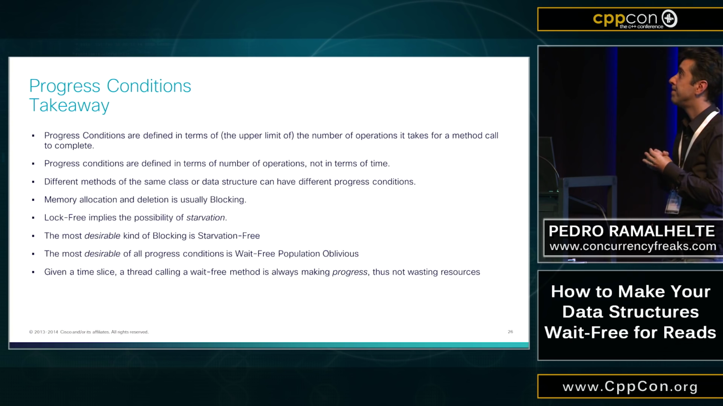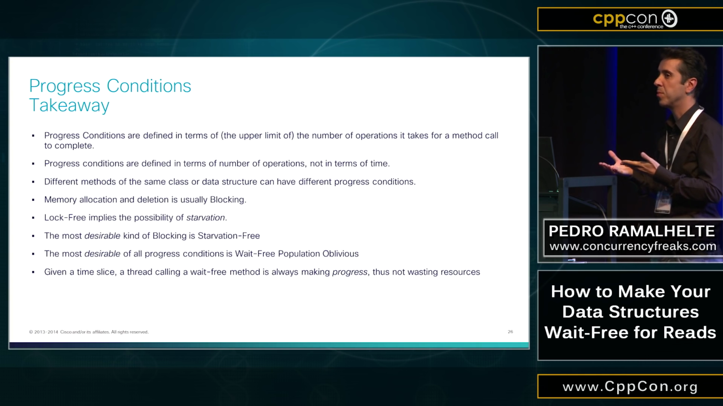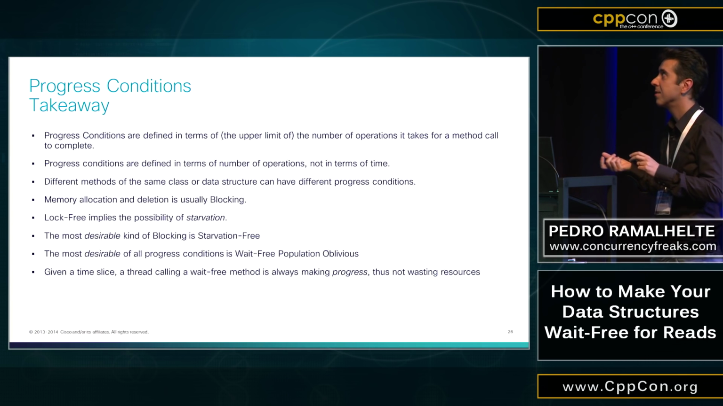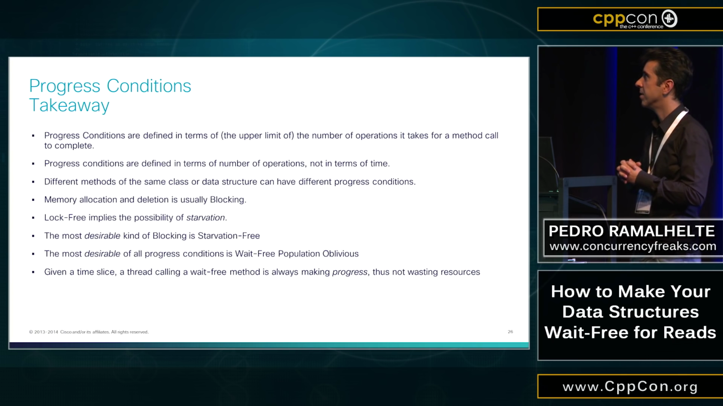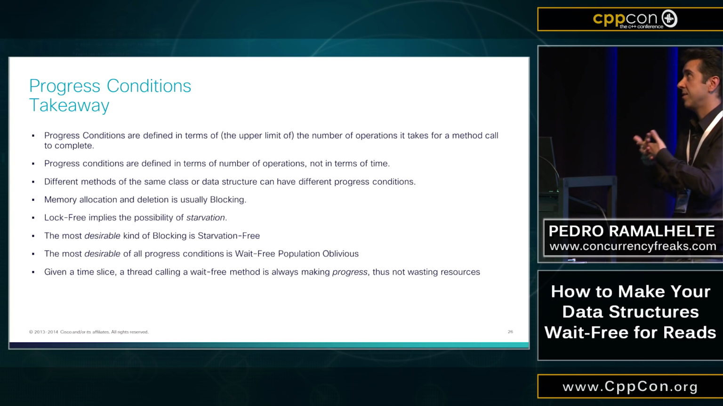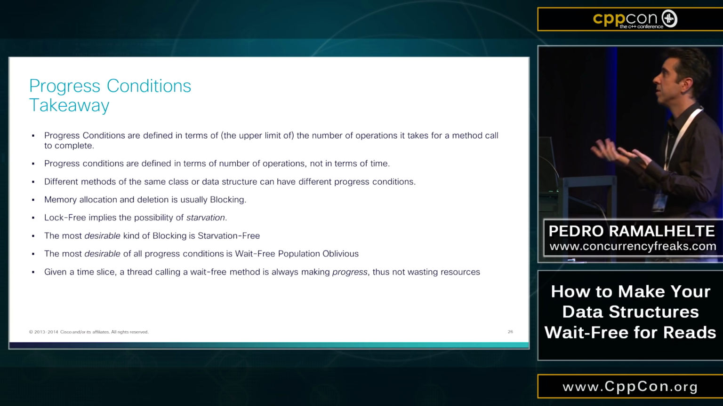Okay, so apart from that, maybe something I didn't mention is that memory allocation and deletion is usually blocking. So if you have an algorithm that is wait-free, but it's allocating or deleting memory, well, do you really call it wait-free? Because it might do something that is blocking. It's a bit of a gray area. And the most desirable kind of blocking, I would say, is starvation-free because of its latency guarantees, and the most desirable of all progress conditions is wait-free population oblivious.